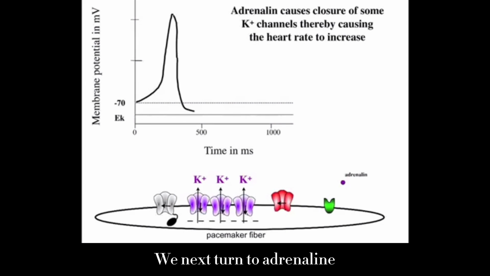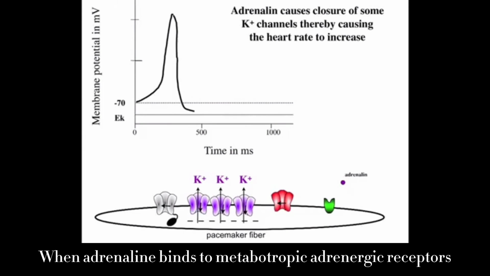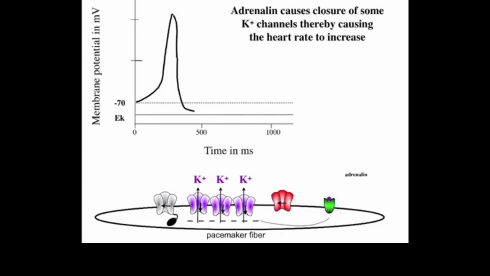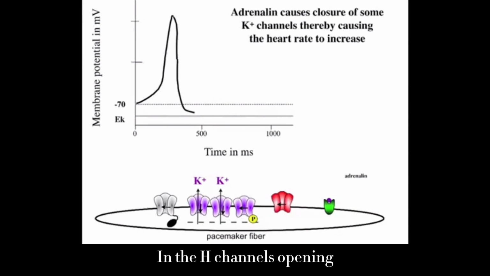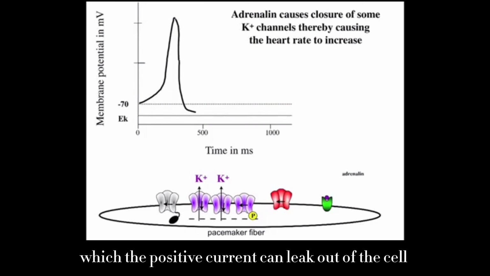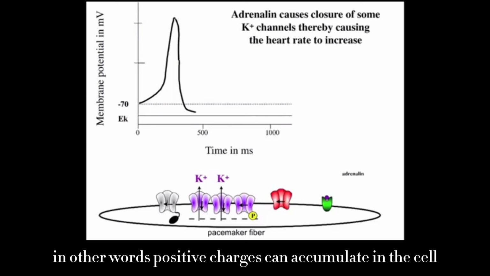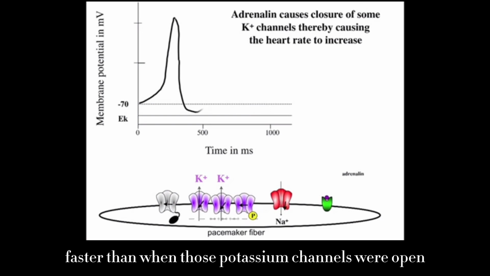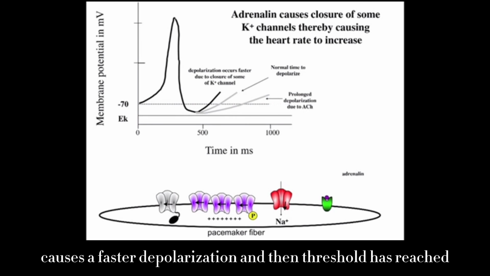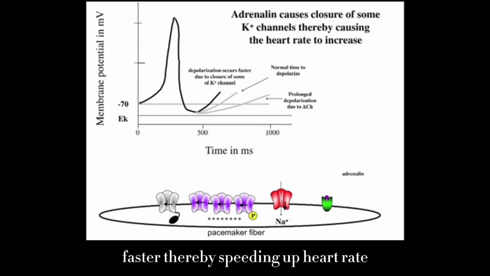We next turn to adrenaline. When adrenaline binds to the metabotropic adrenergic receptor, it makes some potassium channels close. With the H channels opening, there are fewer open potassium channels through which the positive current can leak out of the cell. In other words, positive charges can accumulate in the cell faster than when those potassium channels were open. The rapid accumulation of positive charges in the cell causes a faster depolarization, and threshold is reached faster, thereby speeding up heart rate.